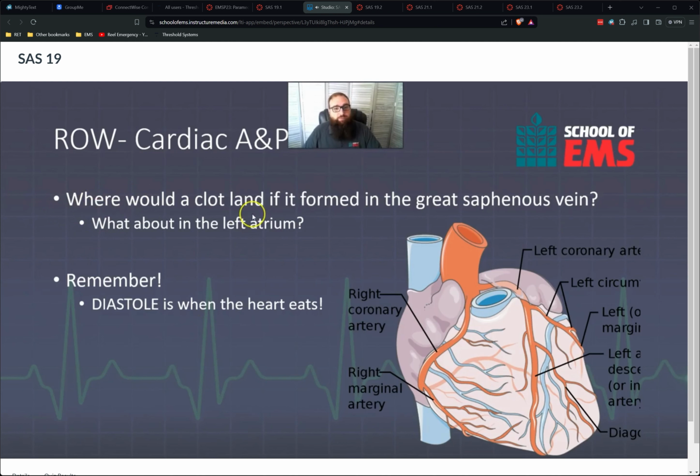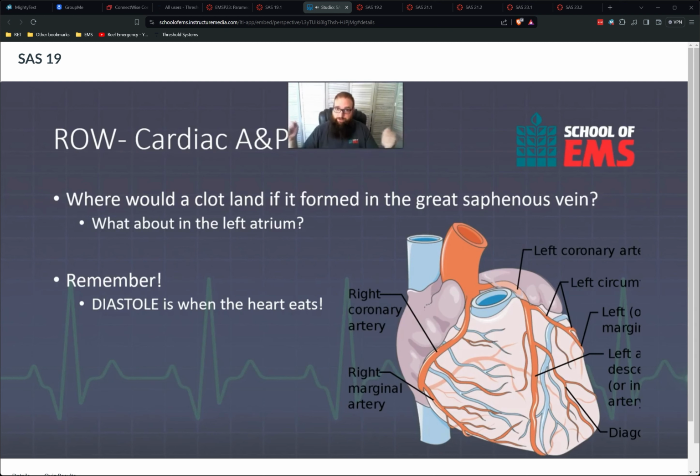Where would a clot land if it was formed in the great saphenous vein? This is one of those vessels that I told you needed to remember. I said there was only a handful of vessels you needed to remember. This is one. Why is this one unique? Because it's the longest vein, and it runs the length of your leg.